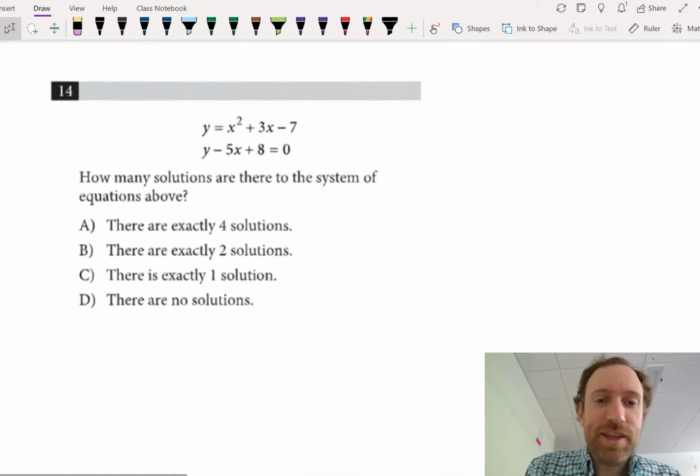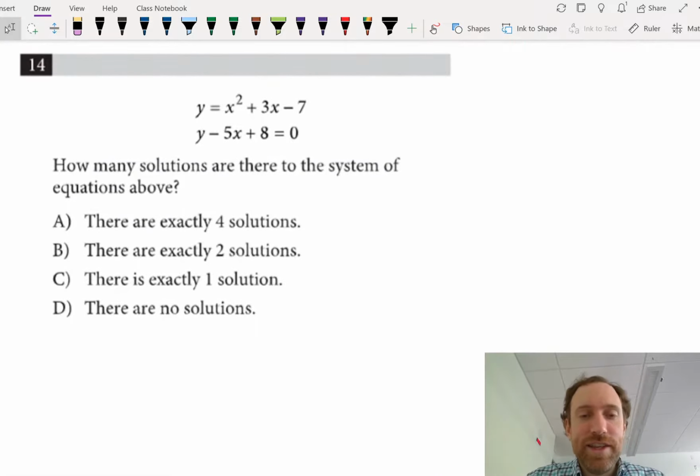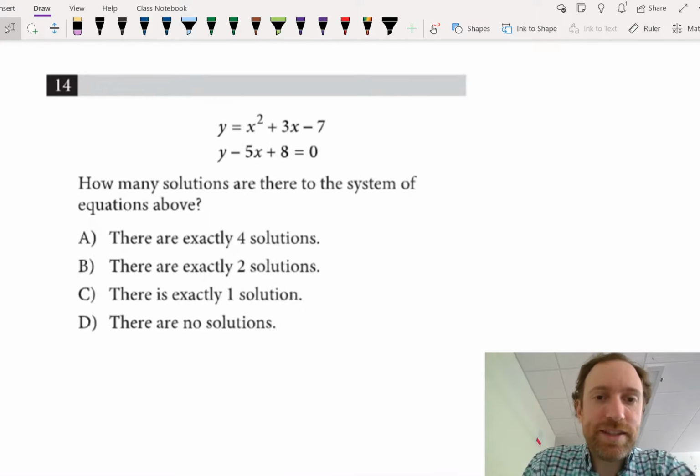All right, here's another example from the SAT. Go ahead and pause the video and try to solve. Okay, let's go through this together.